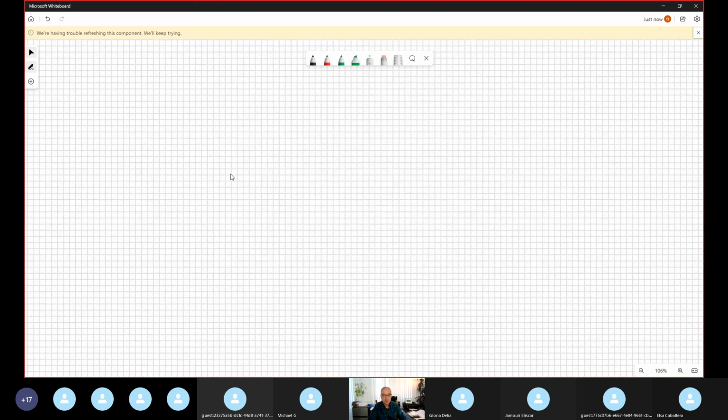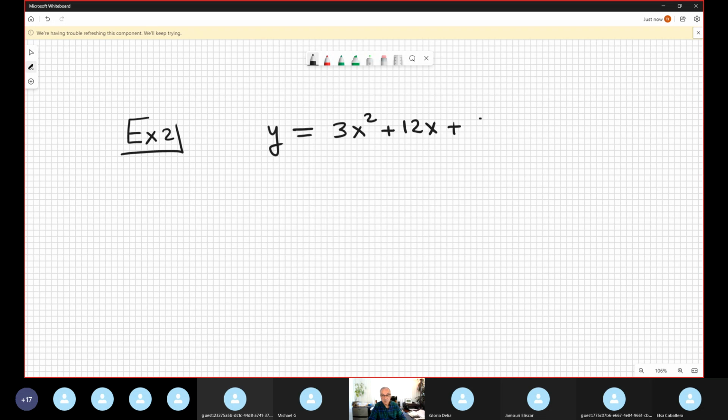And we are doing example 2. Example 2 is a similar example. It's the same job. But the problem is that the equation is given like that. So we need to find everything: vertex, x-intercept, y-intercept, axis of symmetry, and finally we are doing the graph of this.